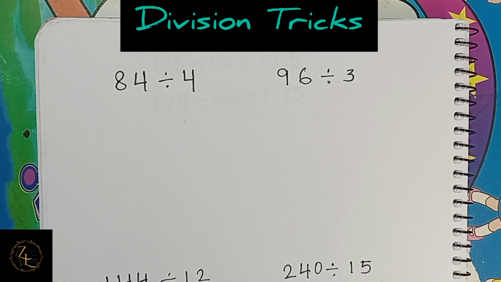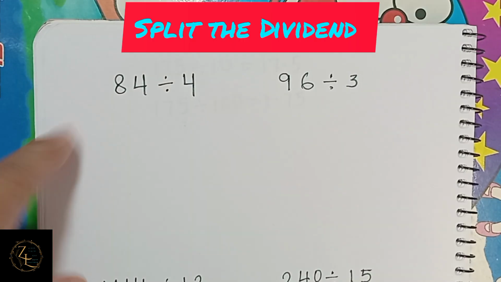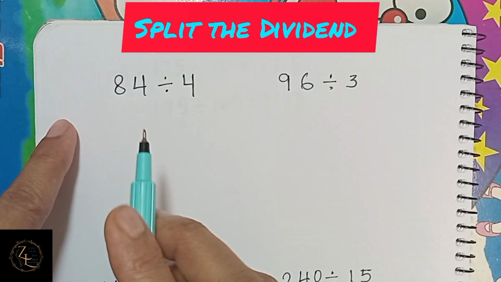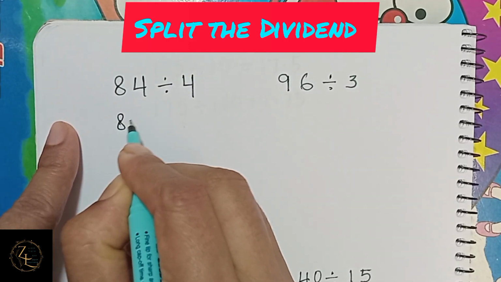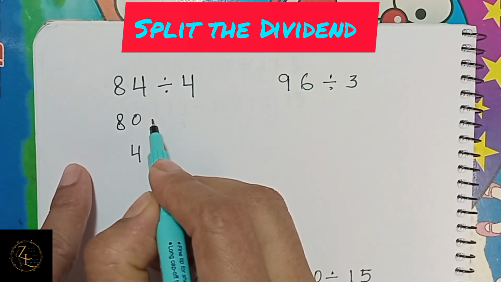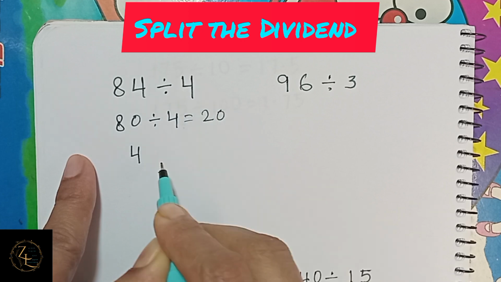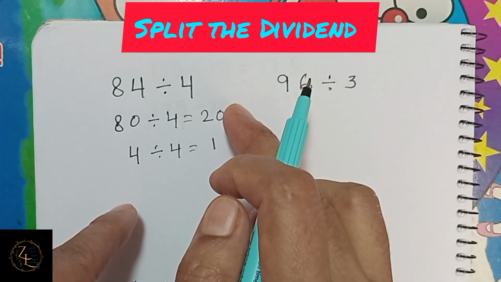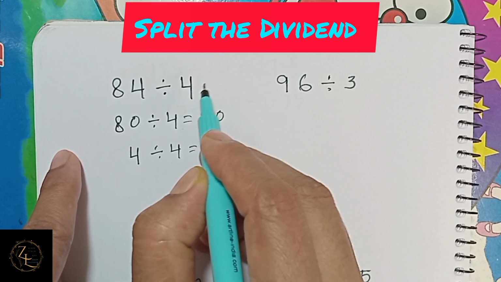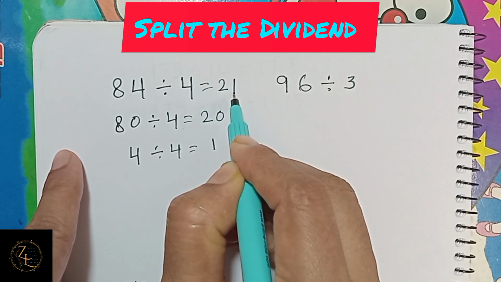We are going to learn some excellent division tricks which you can teach to the kids of 2nd, 3rd and 4th standard. Split the dividend and divide each part. Here dividend is 84. Split 84 into 80 and 4. Now divide each part by 4. 20 and 1, it will be 21. 84 divided by 4 is equal to 21.